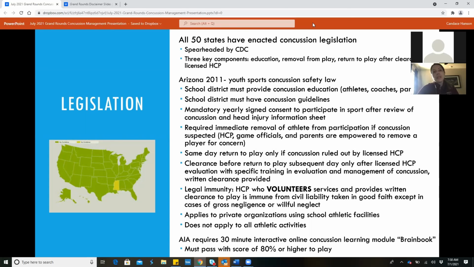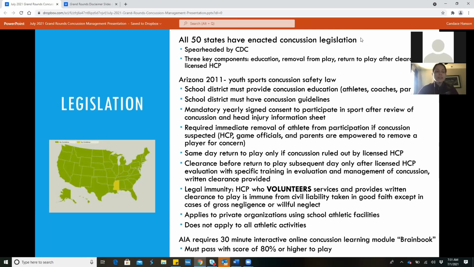Same day return to play only if a concussion is ruled out by a licensed healthcare practitioner. Clearance before return to play, the subsequent day after, can only be done by a licensed healthcare professional after evaluation, preferably with specific training. And then legal immunity for healthcare providers who are immune from civil liability for actions taken in good faith.